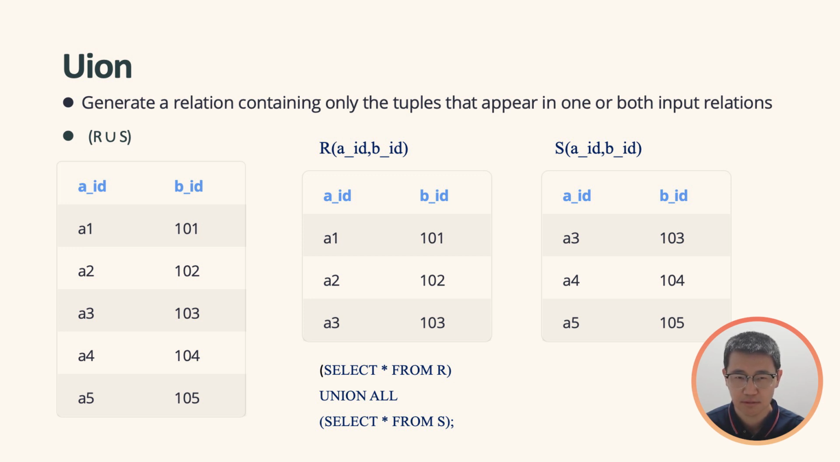In the database, the operation is originally select star from R, and then a corresponding operation union all select star from S is performed, and then it is combined together. The result will be A1 101, A2 102, A3 103, and then another A3 103 because it overlaps with the previous one, essentially becoming a single data entry. Then A4 104, A5 105. This forms a new relation, which is essentially a union.